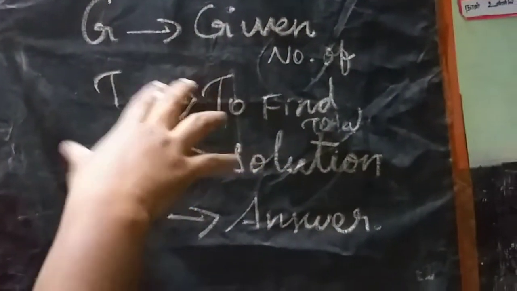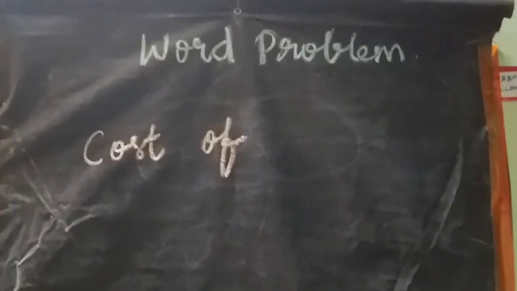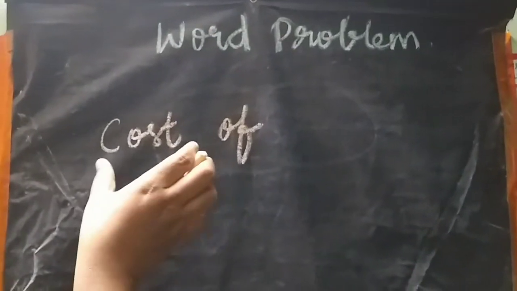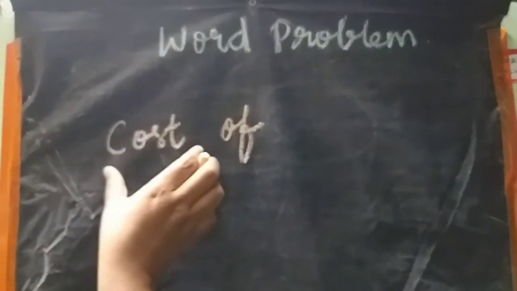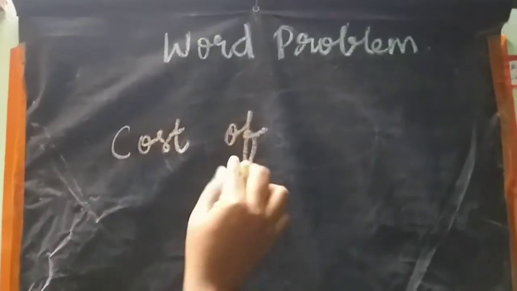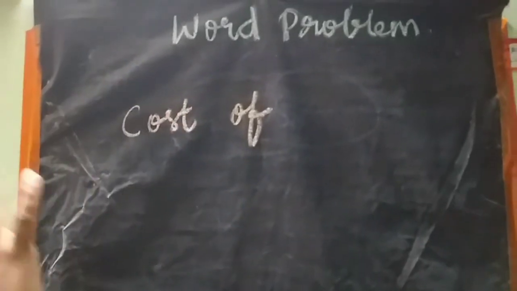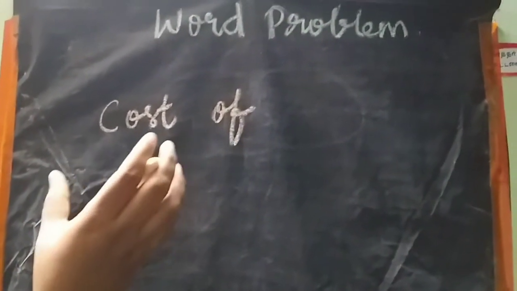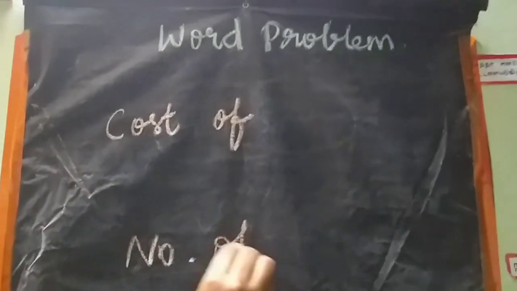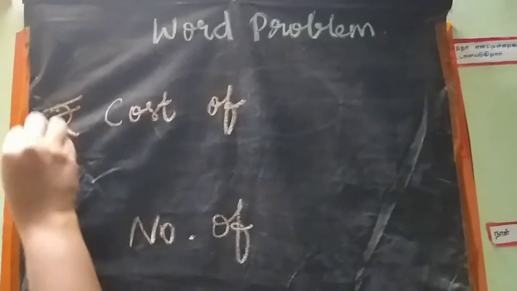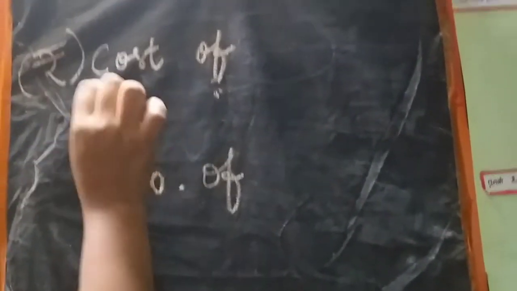But in money, it is different. In a money word problem, the starting statement is "the cost of". For the rest, addition, subtraction, multiplication, division, the starting words are "number of", isn't it? But in a word problem of money, the starting statement is "cost of". All of you say, cost of. Always you should write cost of. Okay.